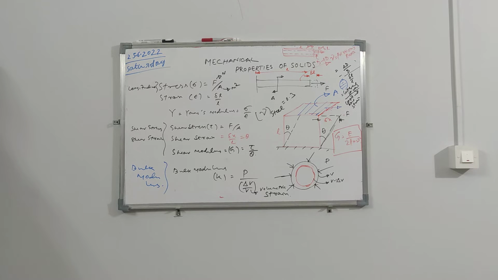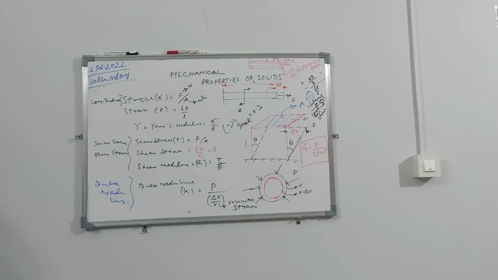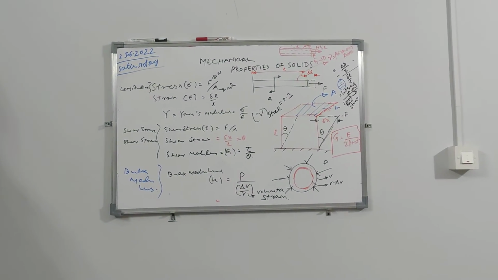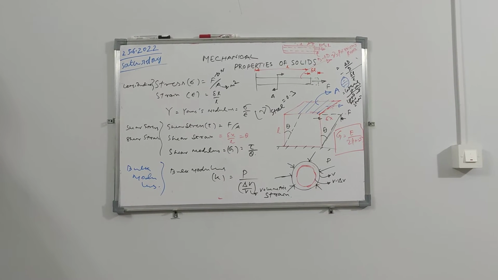So you understood what is Poisson's ratio. Here you can see this relationship. So with this we will try to solve some numericals. And you took a picture.